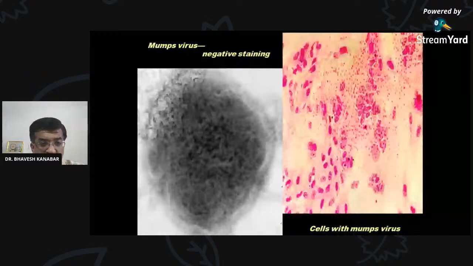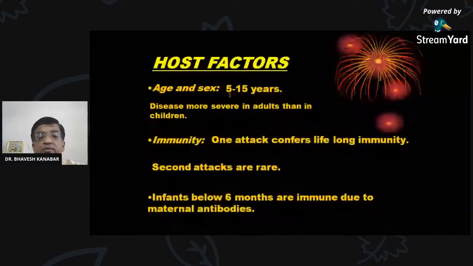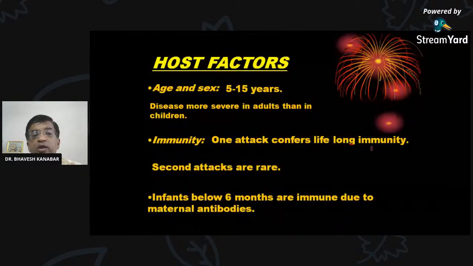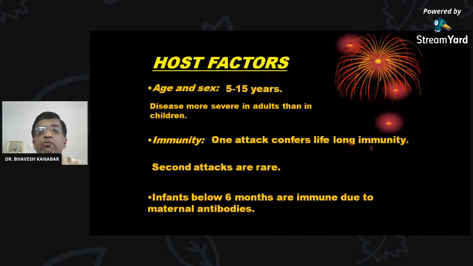Host factors: age and sex. It is a disease of childhood, so all children are more susceptible. Children 5 to 15 years are affected with mumps. The disease is more severe in adults than in children. If it happens in an adult, the disease is very severe. One attack confers lifelong immunity, same as measles. If you have measles one time, then in your lifetime you will not have measles again.